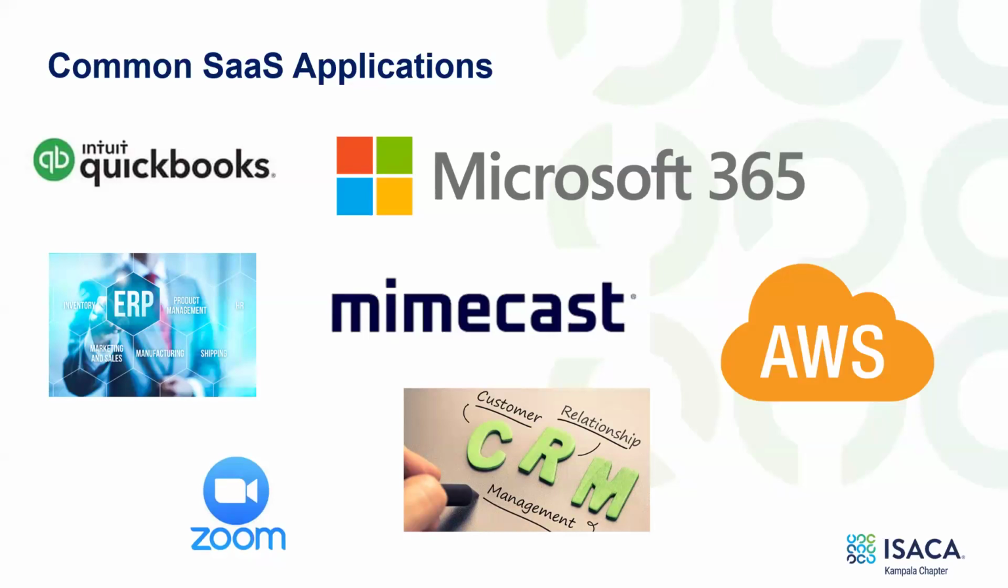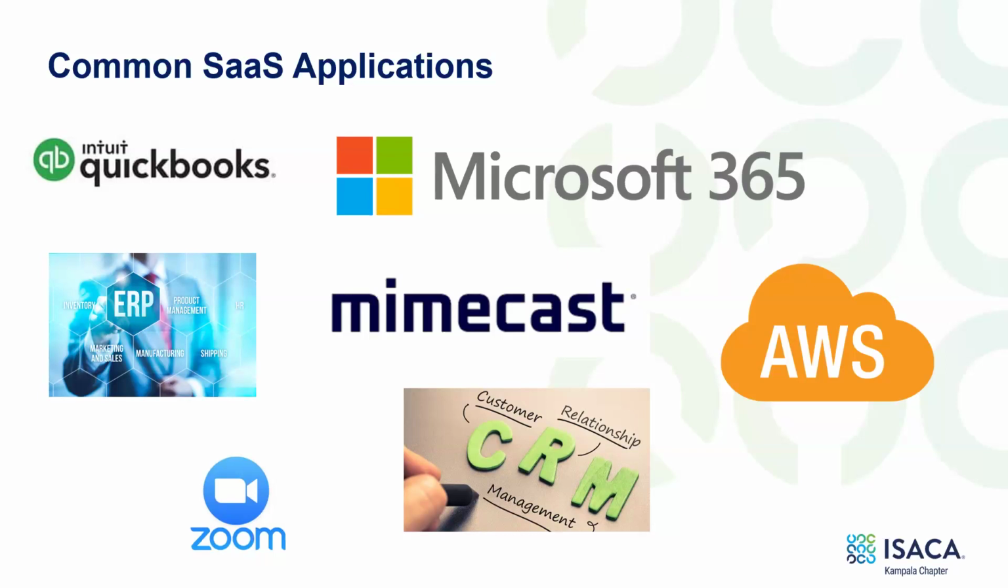Then we also have ERP solutions, all enterprise resource planning solutions, like D365, which is provided by Microsoft. We have SAP Business One, which is provided by SAP. We have Sage Intacct, and that is also by Sage. So we are seeing more complex applications coming up in the SaaS environment. And definitely that also has to cause us as assurance providers to be more alert.